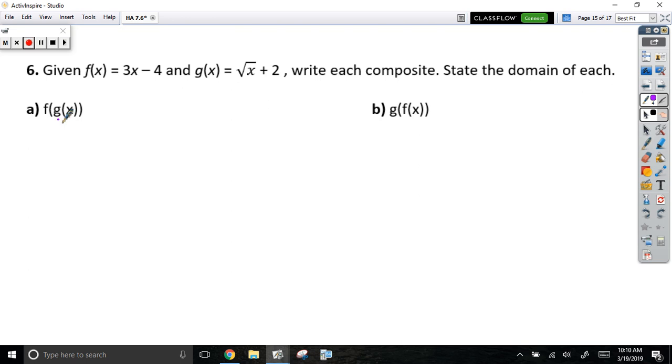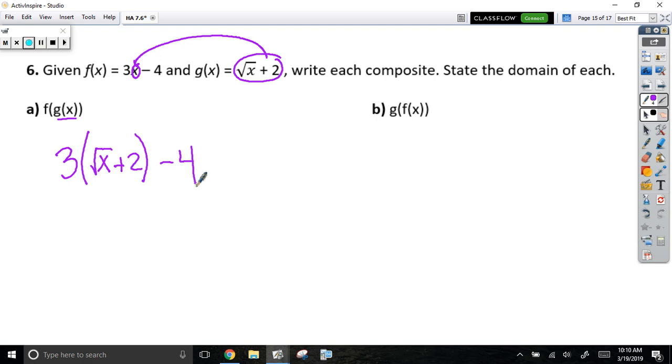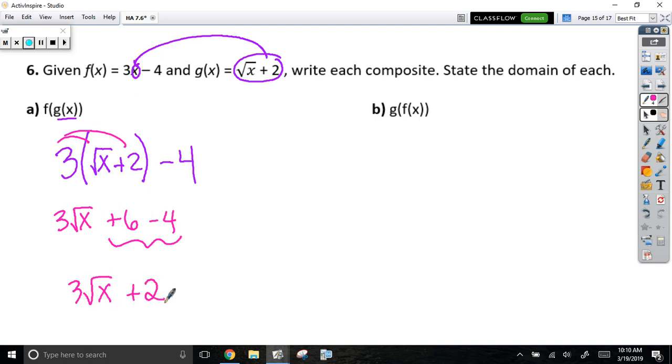So this one we're going to start on the inside, which is our g of x. Plug that whole thing in for x. So that'll be 3 times the quantity, the square root of x plus 2, minus 4. So it should be 3x minus 4, but you're plugging that in for x. Distribute your 3. You'll get 3 times the square root of x. 3 times 2 is 6. And then you can combine your like terms.